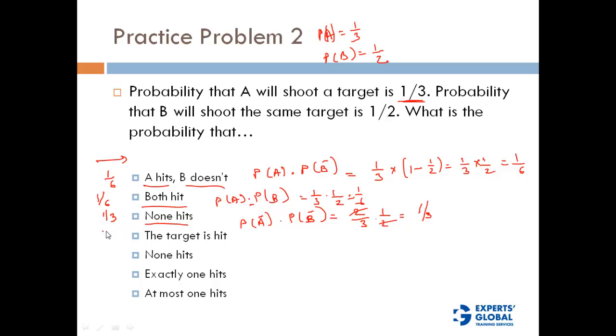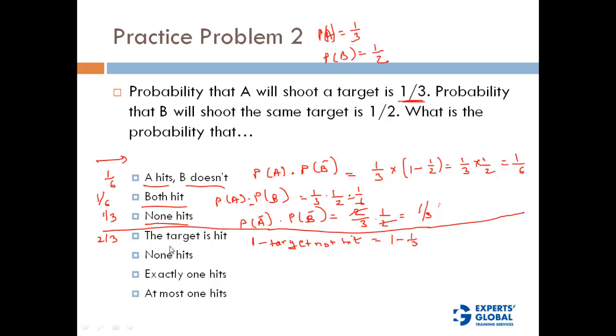Correct? The target is hit. Now this is interesting. The target is hit. I'm not worried about who hits the target. I'm just ensuring that the target is hit. That means target is hit equals 1 minus target not hit. Correct? Target not hit is the same as none hits, right? So this is going to be 1 minus probability of none hits, which is 1/3 as we have found out here. So here I'm going to get 2/3.